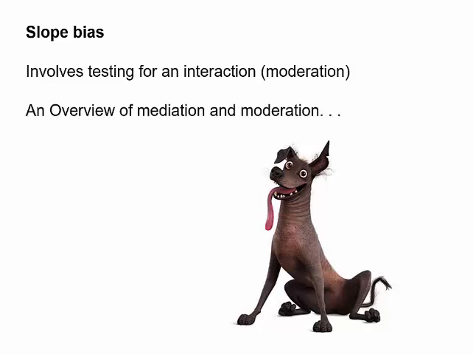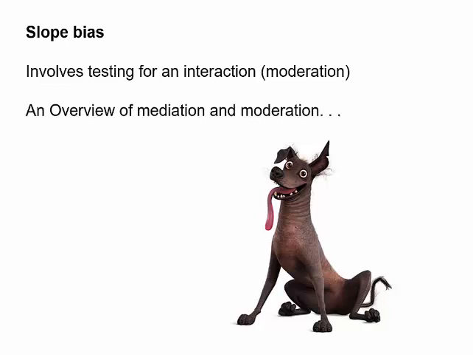Okay, now let's talk about slope bias. And to test for slope bias, we're going to use that same equation we just used to test for intercept bias and add one little thing to it. And when we test for slope bias, what we're going to be doing is testing for an interaction. And testing for an interaction is the same thing as testing for moderation. Moderation and interactions are two terms for the exact same thing.